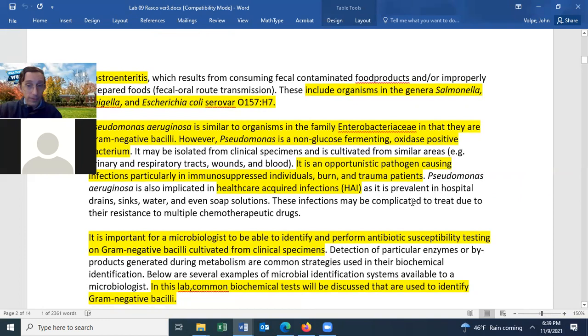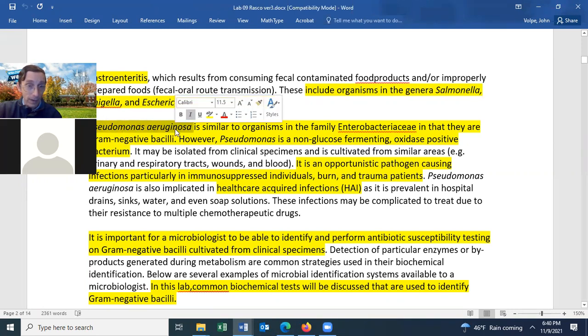Pseudomonas aeruginosa is an opportunistic pathogen causing infections, particularly in immunosuppressed individuals, burn patients, and trauma patients. Pseudomonas aeruginosa is a healthcare acquired infection, or another name is nosocomial infection. Pseudomonas aeruginosa can cause many infections in people, but it's lousy at getting started, and it is lousy at getting through the first line of defense, like your intact skin or your intact mucous membrane. You have to have that first line of defense broken or damaged before Pseudomonas aeruginosa can get established.